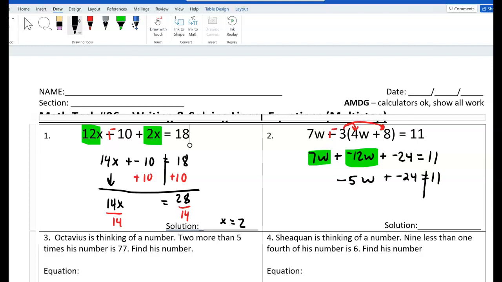And now I have our old friend, a two-step equation. So I add 24 to both sides. I get, drop down, negative 5w, make sure you're trying to write small, equals 35. And my last step, divide by exactly what's attached to the variable, the negative 5. So in this case, w equals negative 7.